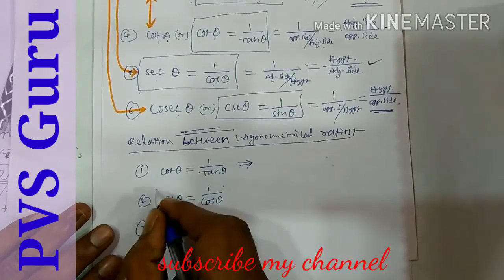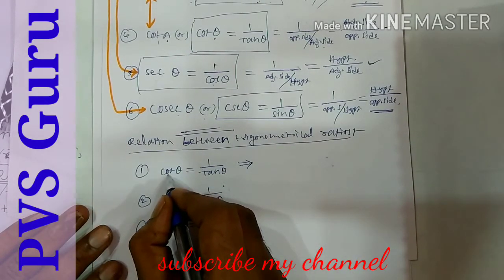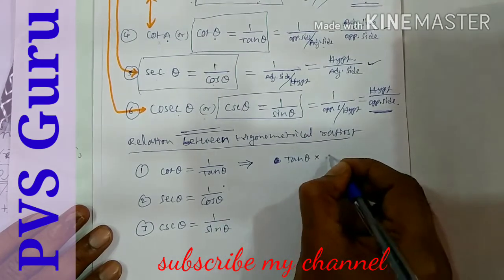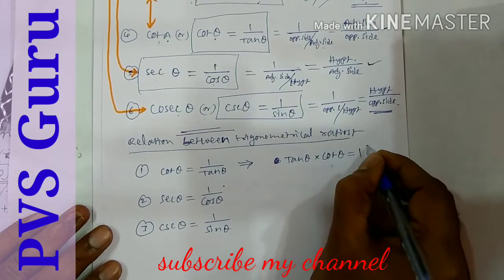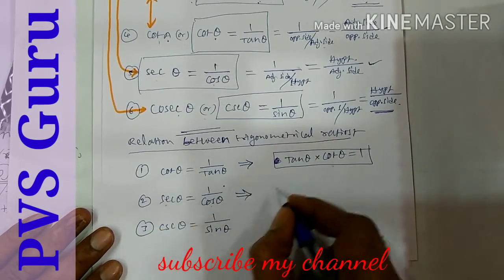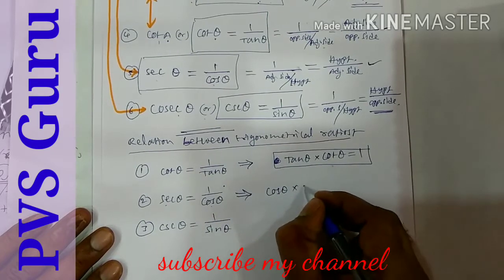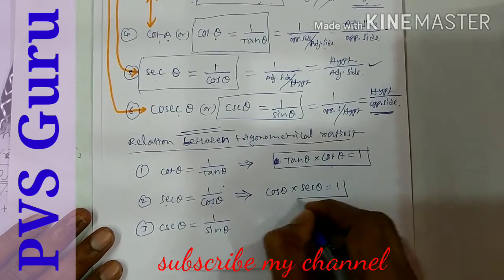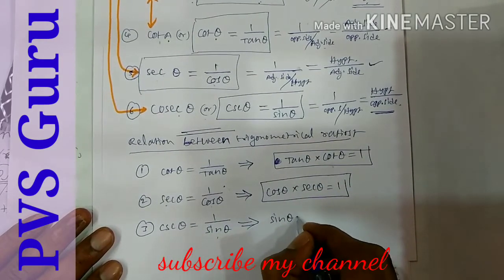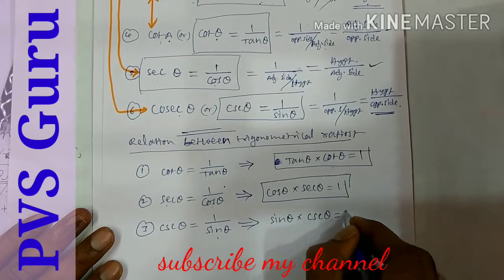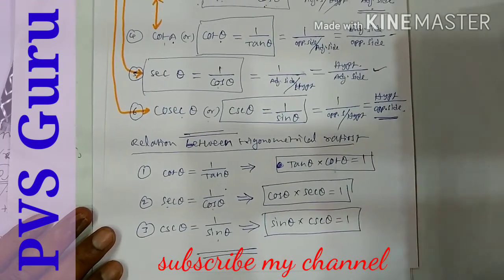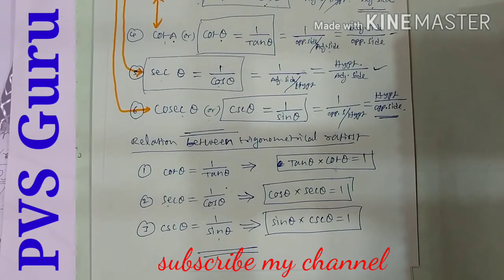Now this is the formula. Now this tan theta you multiplied with cot theta, you get it tan theta into cot theta is equal to 1. Okay, this is the relation. Here it is cos theta multiplied here, cos theta into secant theta is equal to 1. Here it is sin theta you multiplied here, sin theta into cosecant theta is equal to 1.